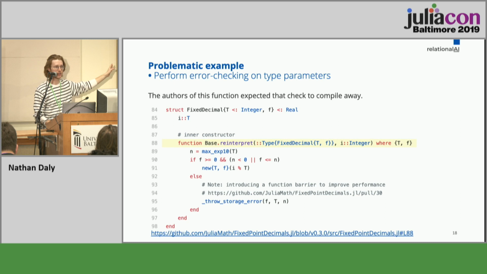This is clearly an example where the authors expected this to specialize away. They wrote this code thinking it's going to compile away because it's an inner constructor. There are even nice comments in here about performance. But it doesn't compile away, like we just saw. In fact, I remember talking to people about it, and this used to compile away at some point, but either that max x10 function has changed, or the package has changed, or Julia has changed, and for some reason it no longer compiles away. And this is the problem. It's really hard to know when looking at code like this whether it's going to compile away or not, and it's difficult to write unit tests that confirm the code compiles to something reasonably small, in order to catch regressions. We can show that if we just remove that error checking, we get the code we expect. It's a single operation.